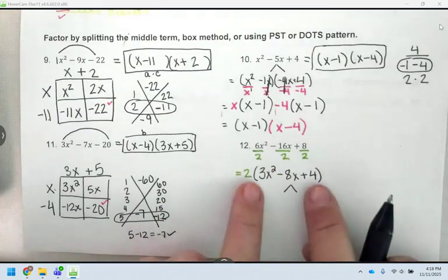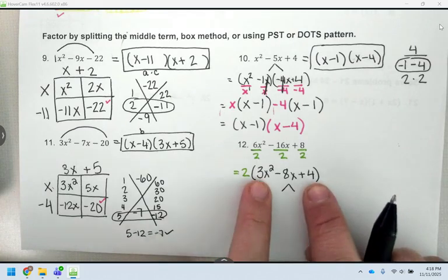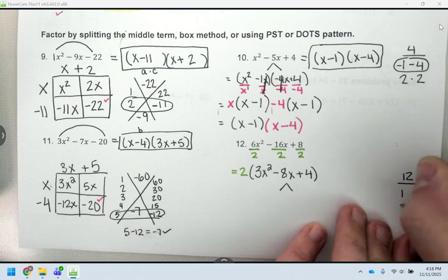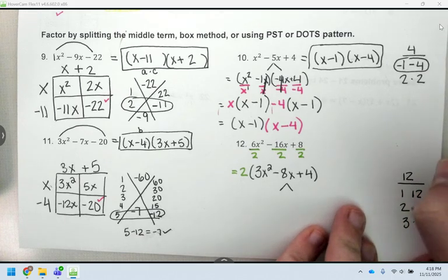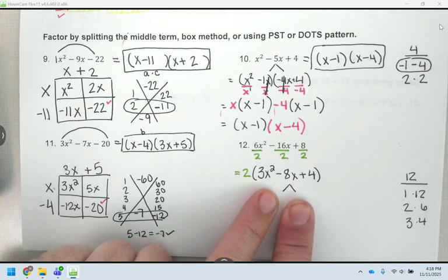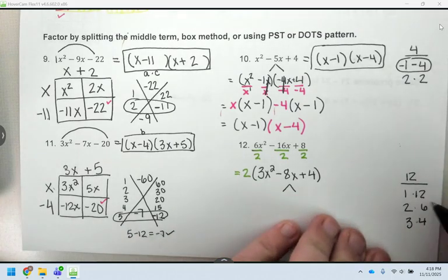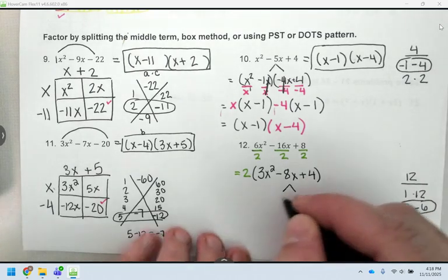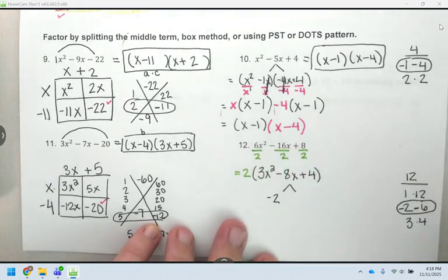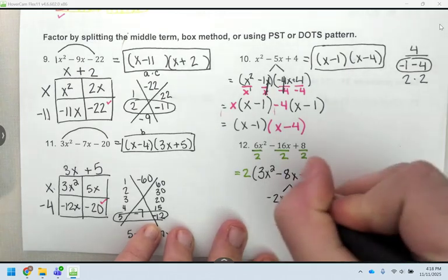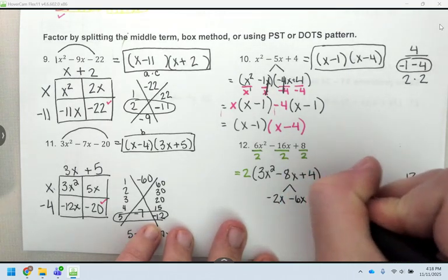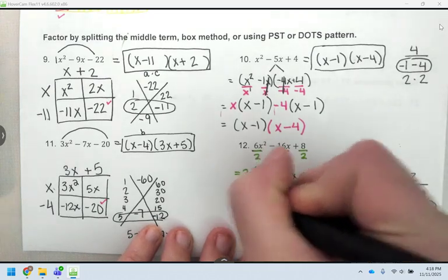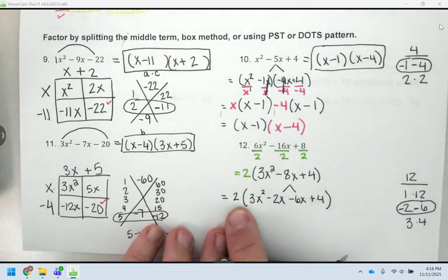So multiply your first times your third. That's going to be 12. So factors of 12 are 1 and 12, 2 and 6, and 3 and 4. And I need to get a negative 8. So similar to last time, I know that 2 and 6 together give me positive 8. So that means if they're both negative, they're going to give me negative 8. So splitting this into a negative 2x and a negative 6x, drop down that plus 4 and drop down that 3x squared. Don't forget you still have that 2 out in front.